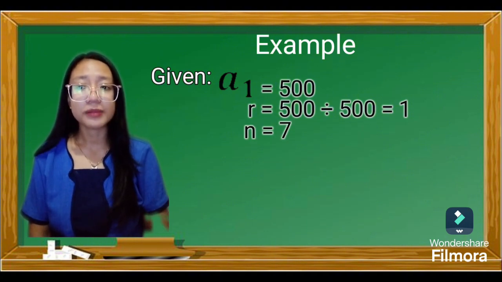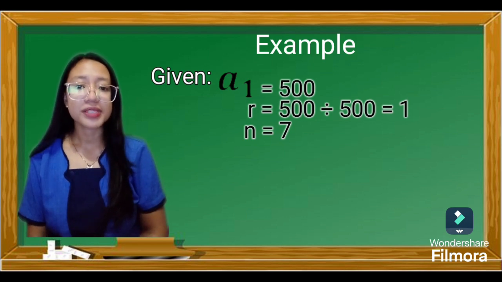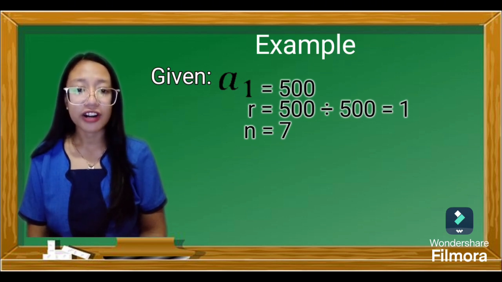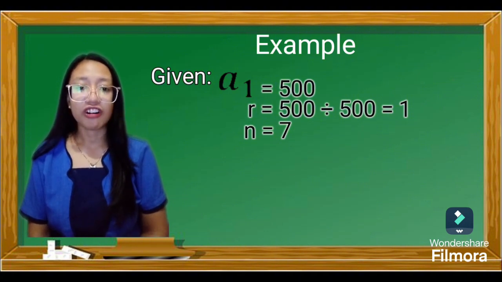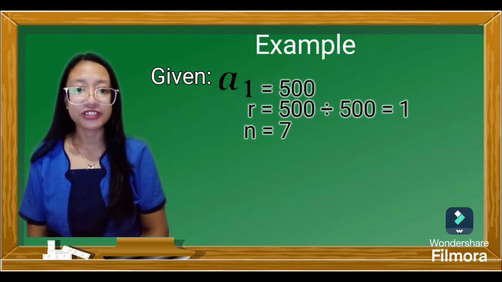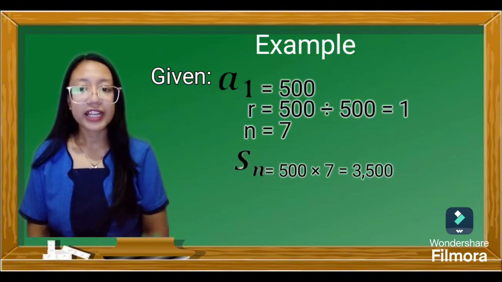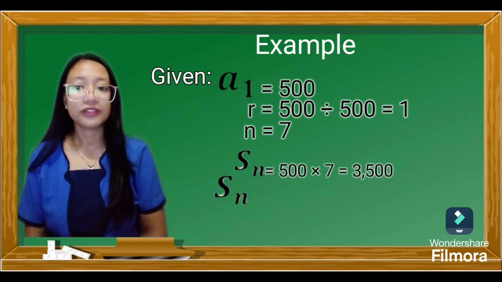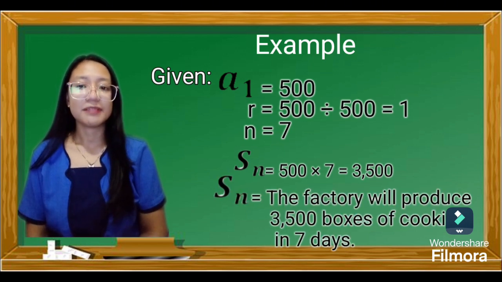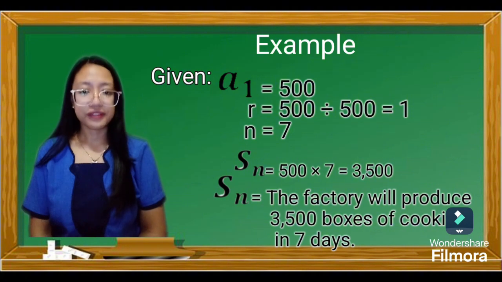Since dito, ang common ratio natin ay 1 and yung mga terms natin ay pare-parehas, ang magiging operation natin ay multiplication lang or yung formula natin ay multiplication. Yung first term and then yung number of terms ay i-multiply lang natin. So, 500 times 7 is 3,500. So, the final answer is the factory will produce 3,500 boxes of cookies in 7 days.